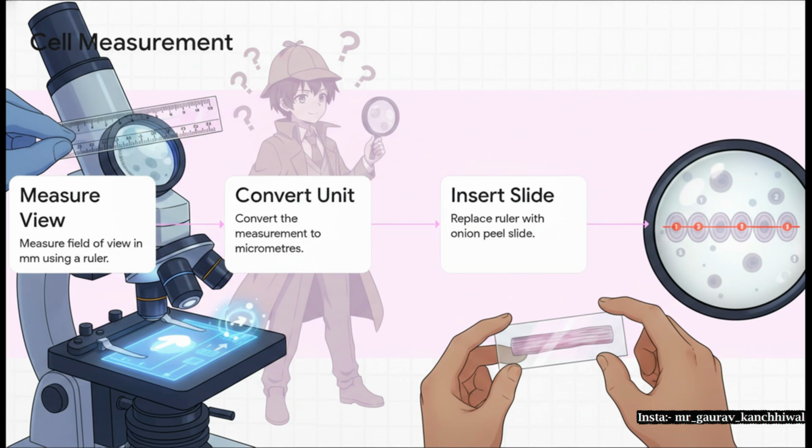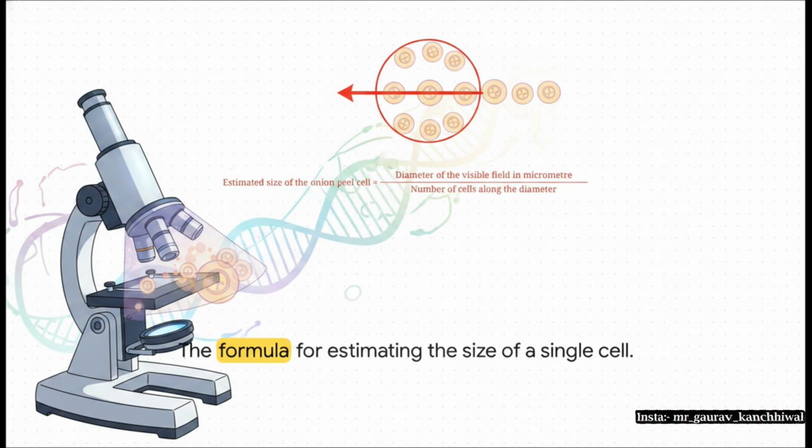Honestly, it's a brilliant little Sherlock Holmes-style trick. We're essentially using the known, measured size of a circular room to deduce the size of the tiny little items lined up shoulder to shoulder inside it. So, what does this all mean? Well, it gives us our formula.